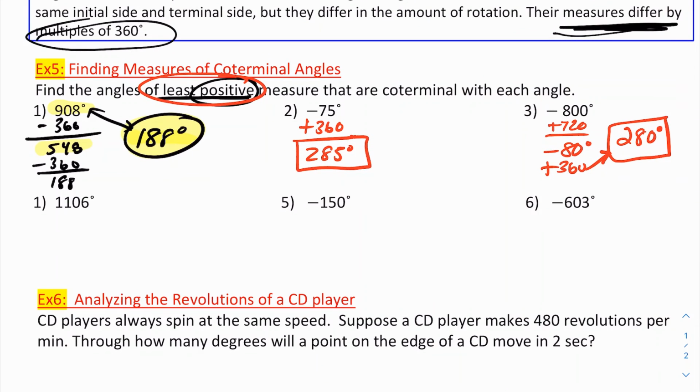For the next one, you would get 26 degrees. I'm just going to give answers for these. This one, 210 degrees, and for this one, 117 degrees.